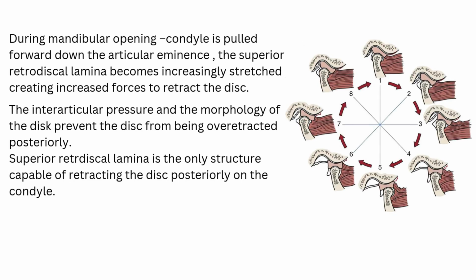Now what happens during mandibular opening? The condyle is pulled forward down the articular eminence. The superior retrodiscal lamina becomes increasingly stretched, creating increased forces to retract the disc. The interarticular pressure and morphology of the disc prevent the disc from being overretracted posteriorly. The superior retrodiscal lamina is the only structure which is capable of retracting the disc posteriorly on the condyle.